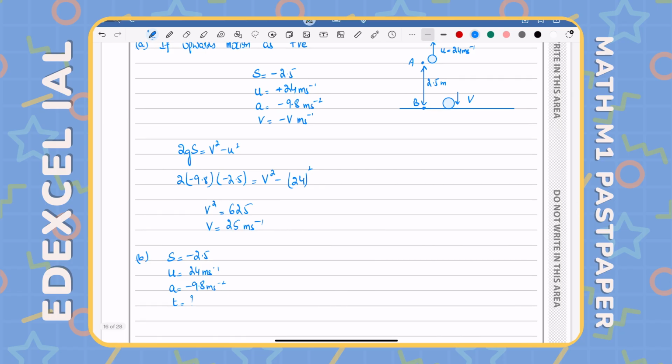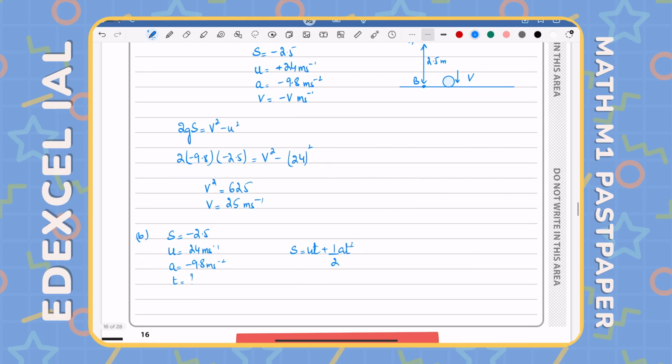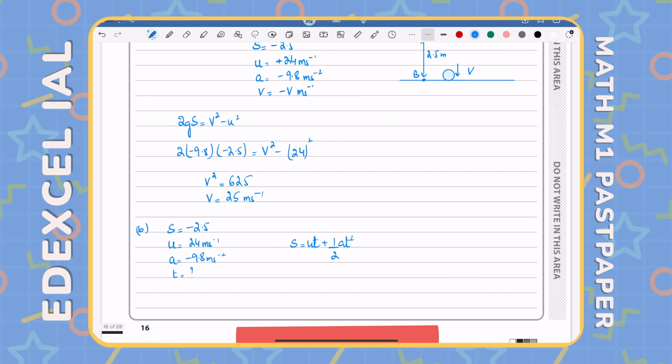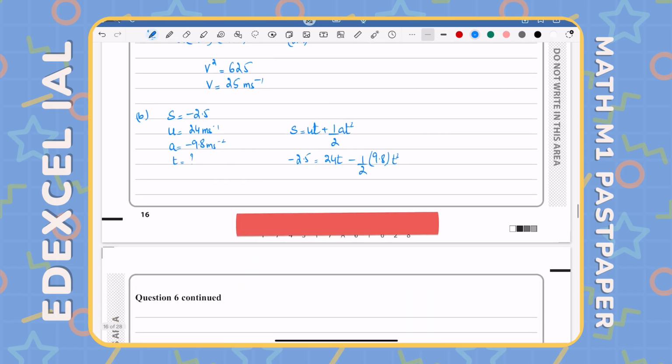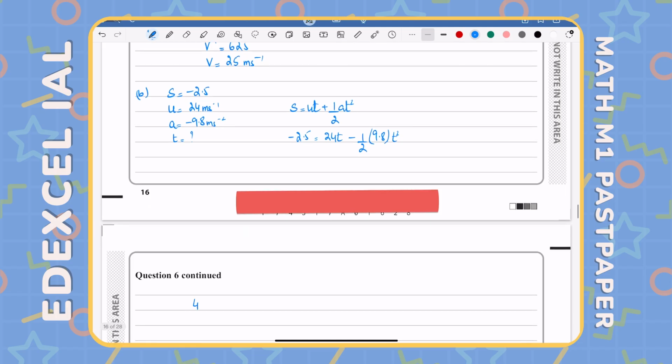So what's the best equation that we can use over here? The best equation that we can use is s = ut + ½at². Now obviously a is going to be negative, so it will eventually become minus ½at². So we'll figure that out shortly. So minus 2.5 is equal to 24t minus 1/2 into 9.8 into t². Okay, now we're going to simplify and write this nicely. So when you do that, this is what you end up with: 4.9t² minus 24t minus 2.5 is equal to 0.